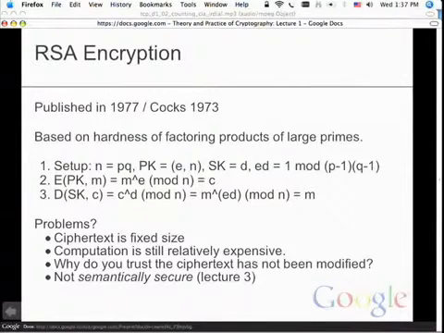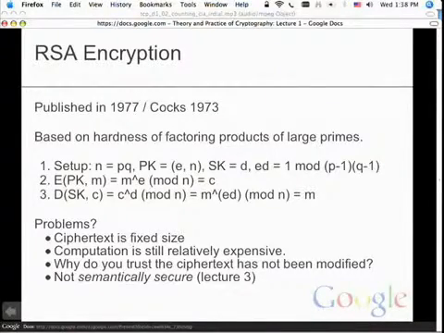So yeah, the first question is, was this even possible? And in 77, RSA, which is Rivest, Shamir, and Adleman, showed a scheme that could actually do this. But again, this was actually invented in the intelligence community in 1973.